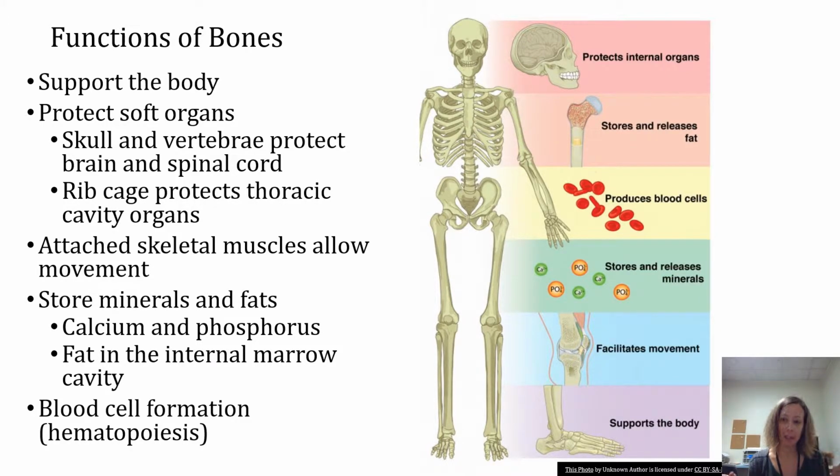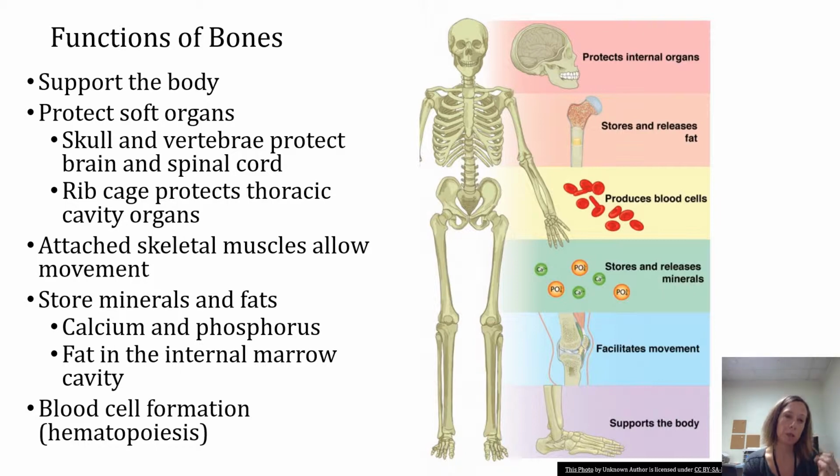We're going to start off the skeletal system by talking about the functions of our bones. So the first function is support the body. Second function is to protect organs. Third is to allow movement. Fourth is storage. And fifth is hematopoiesis, or blood cell formation. So we have 5 functions.